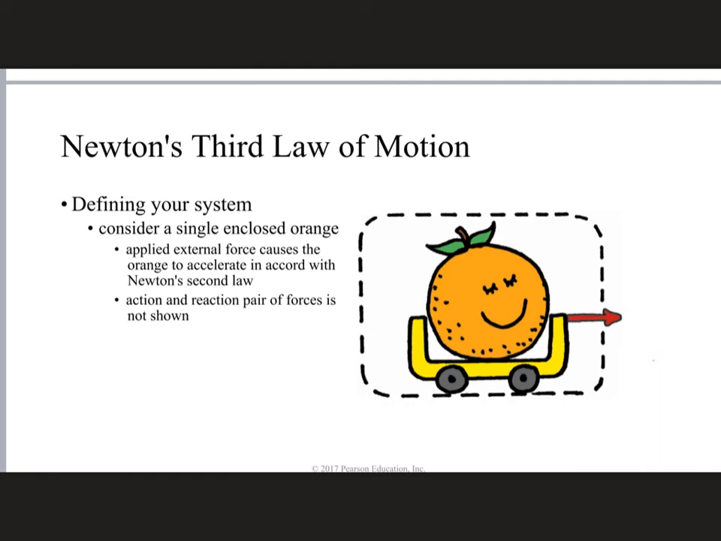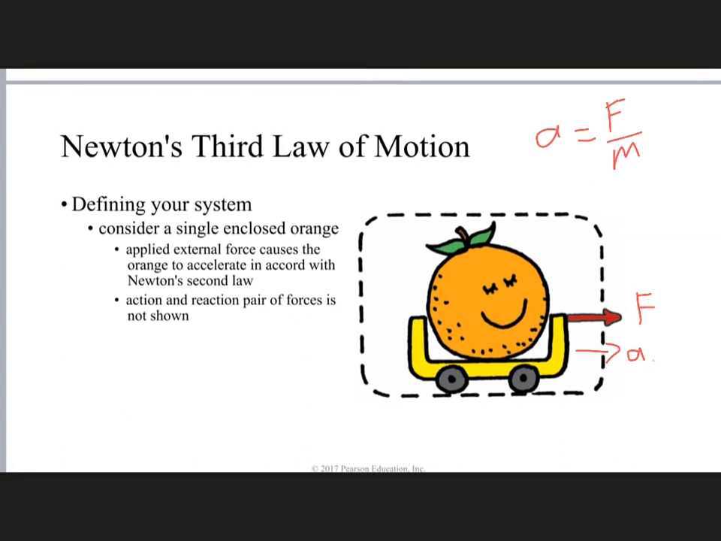Now, when you're talking about Newton's third law, it's very important to define what your system is. Let's consider an orange, which is enclosed, and a simple applied force that is causing the orange to accelerate along the rules of Newton's second law. I've got a force here that pulls the orange, and the orange accelerates that way. Newton's law tells us that the acceleration is equal to the force divided by the mass, and everything makes sense, hopefully.